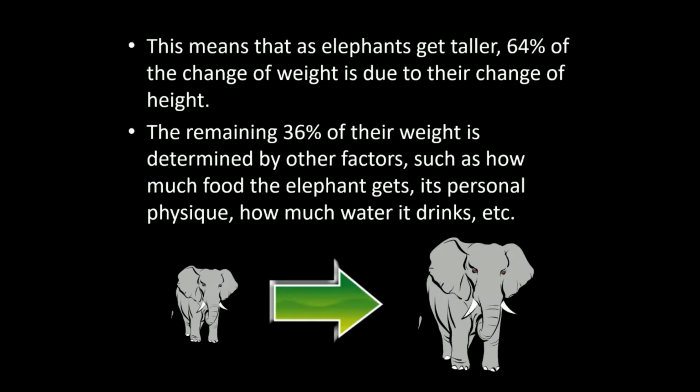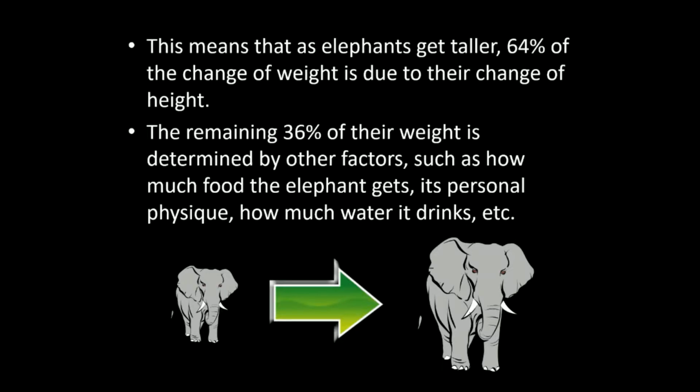Some elephants might get more food than others, so there may be some that are slightly fatter or slightly thinner. Some might be sick. Some might have more access to water than others. Some might have slightly different genetics. There's a whole bunch of other factors that could be there. But what we're saying is a significant part of an elephant's weight is determined solely by its height, and a little bit of other stuff is determined by everything else.